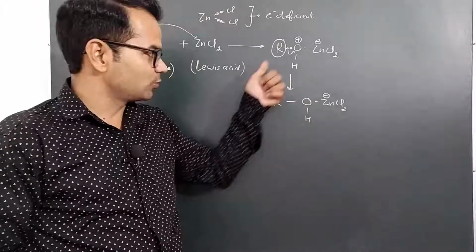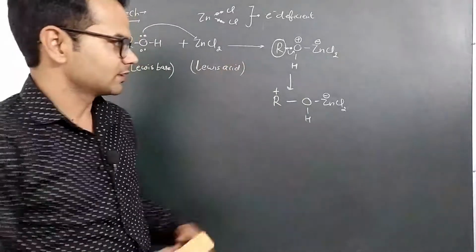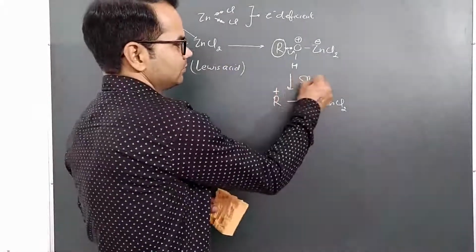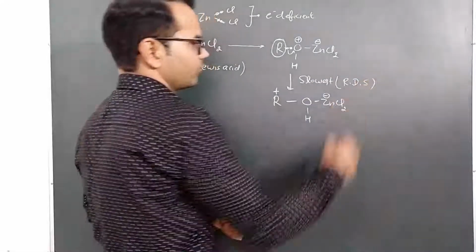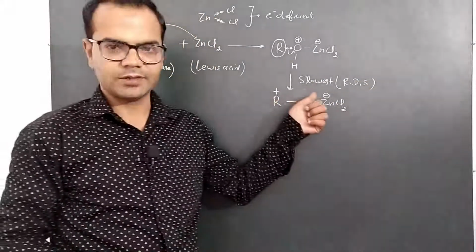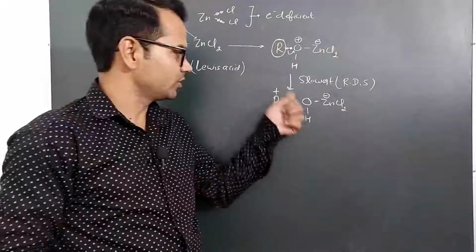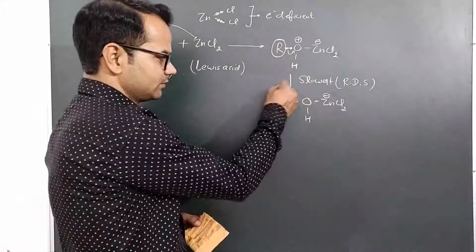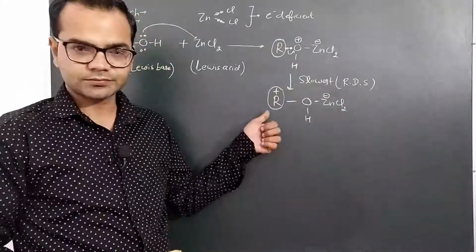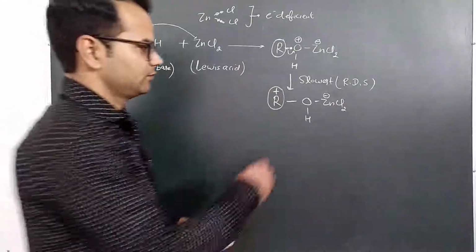Actually, this is the rate determining step of this reaction. This is the slowest step as well as the rate determining factor of the reaction. We can see there is the formation of a carbocation. This R group, R positive, is a carbocation, and we know the stability order of a carbocation.